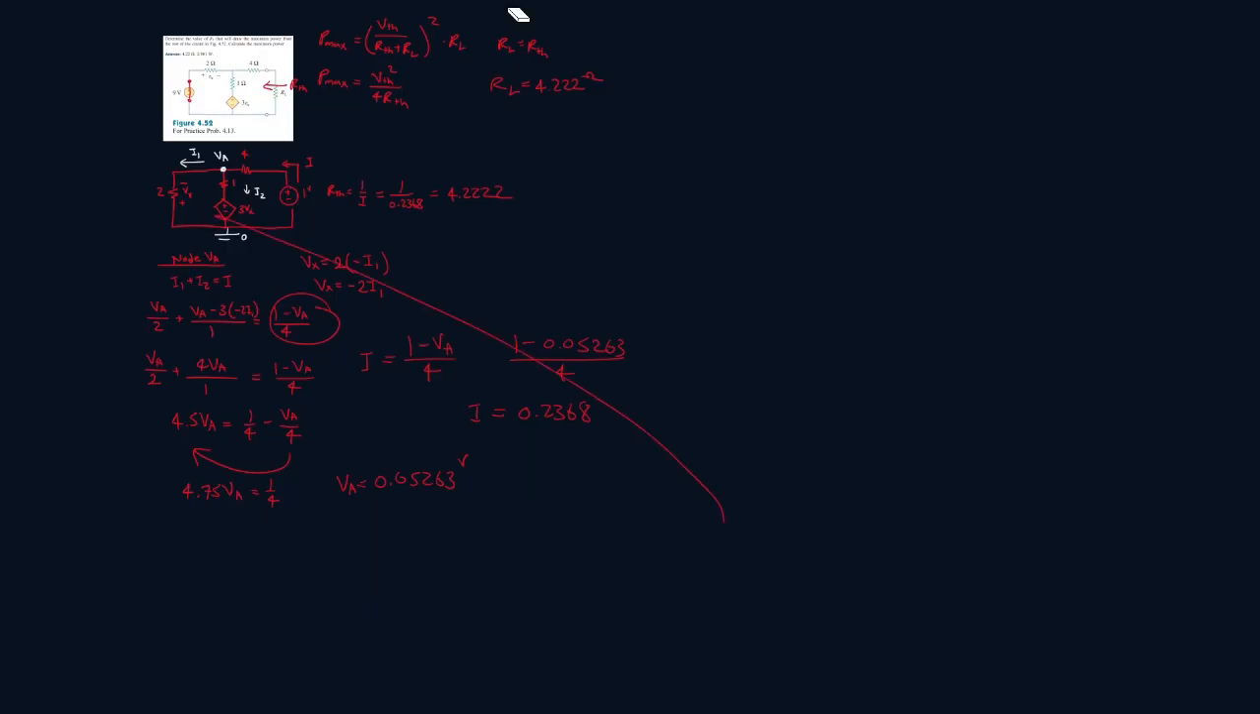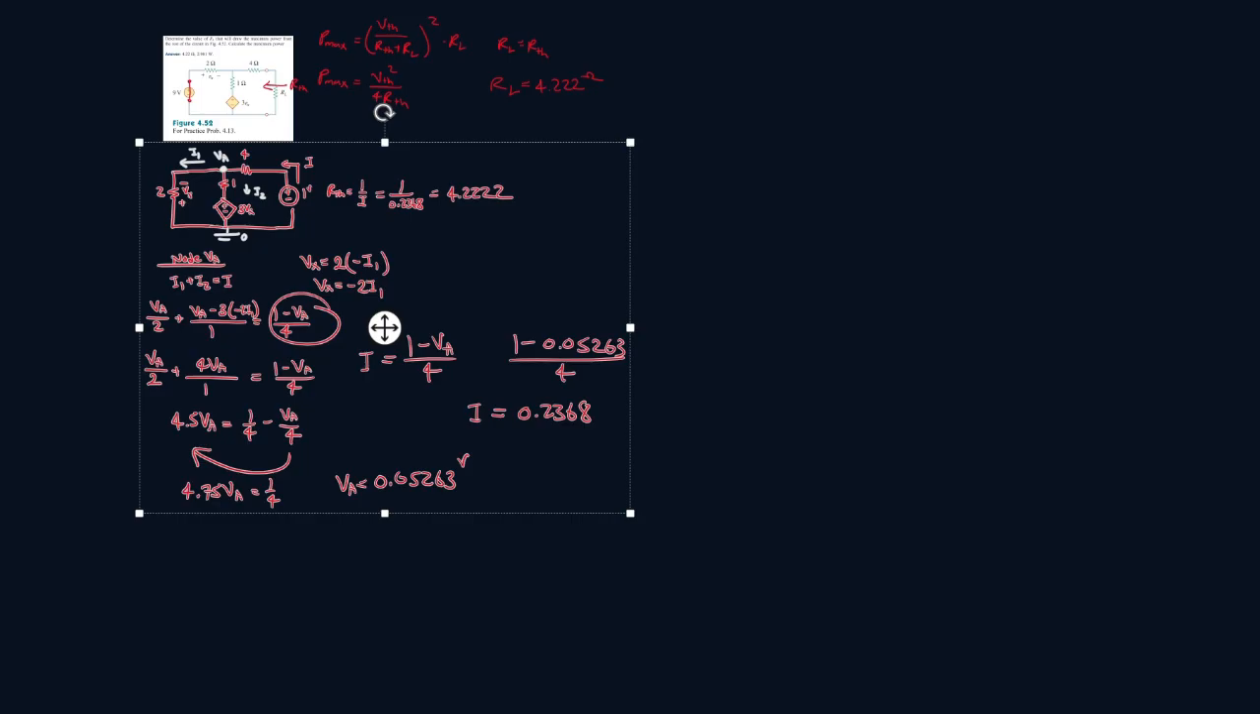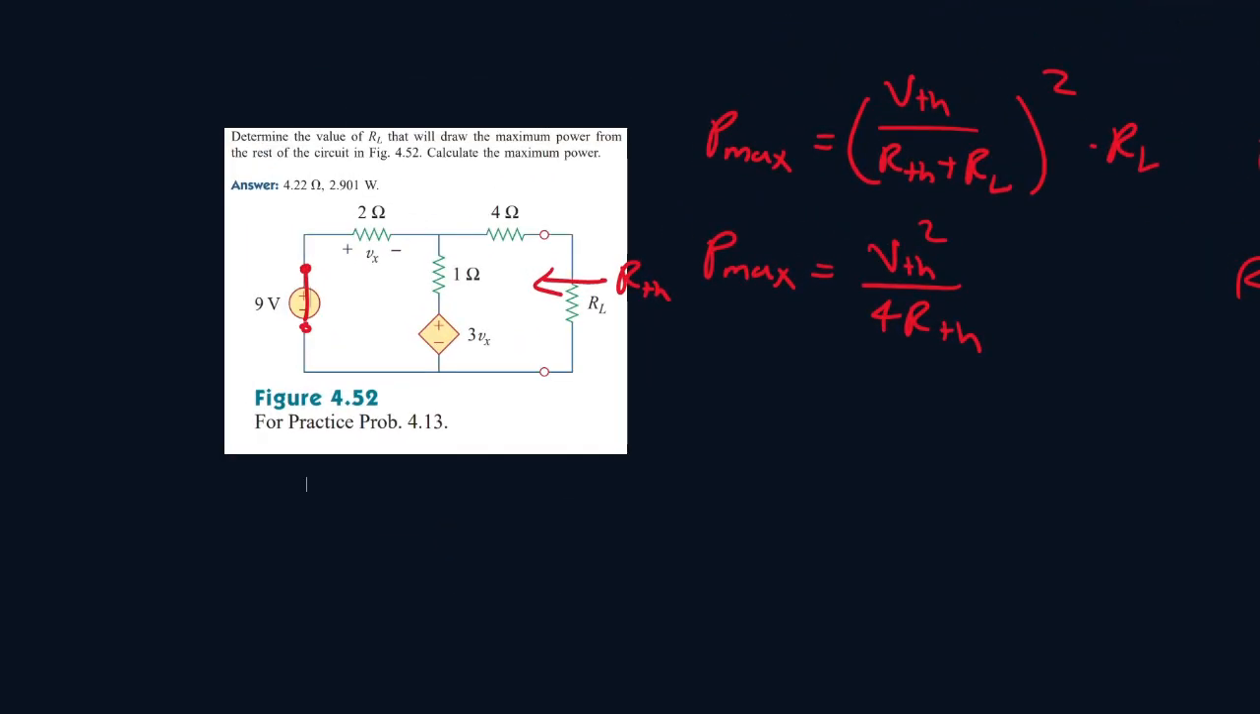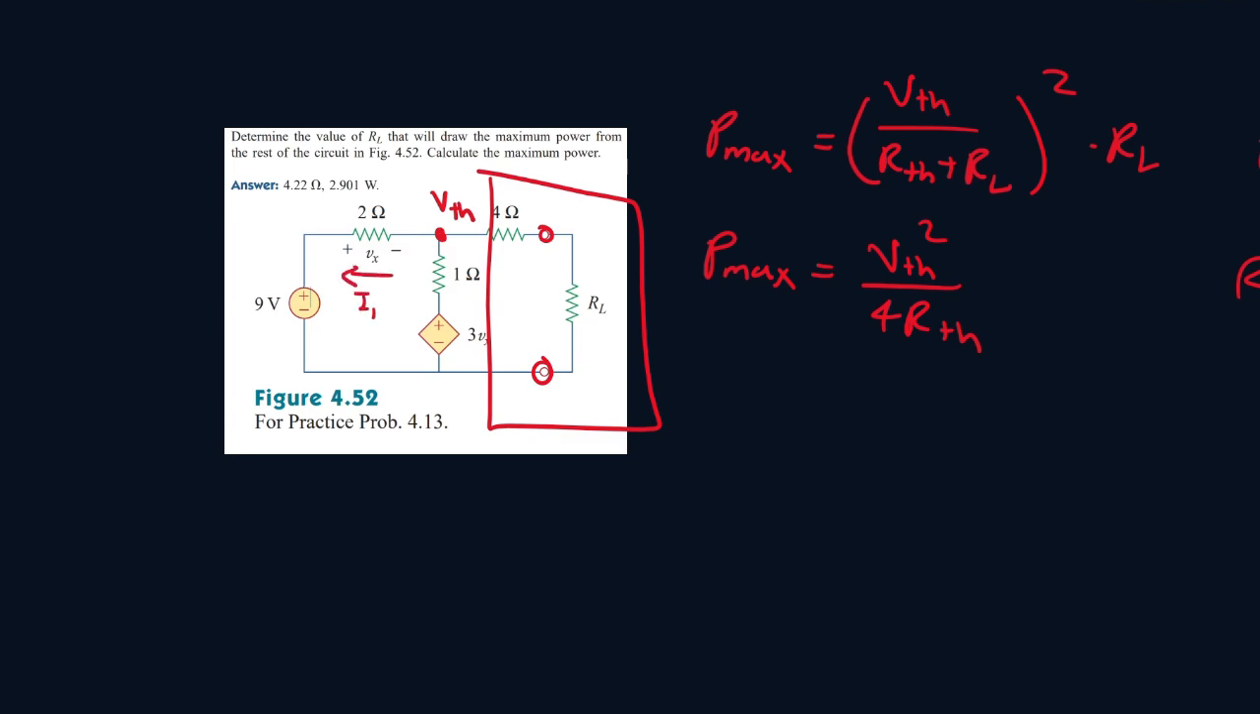Alright, so now let me erase all of this. Now we have to find VTH to solve for the maximum power. So what we'll do is we're going to ignore this part of the circuit, and we'll replace it with an open wire. And since this section is an open wire, the current passing through here is 0. So that means we can ignore this. So we have to find VTH. We're going to draw a direction of current here. Let's call this I1.